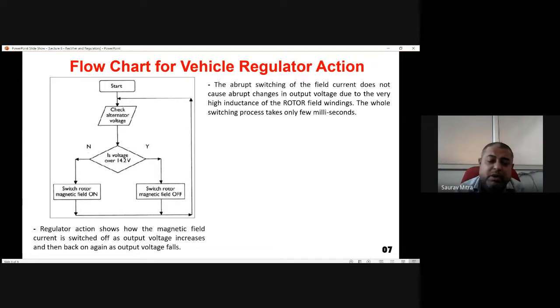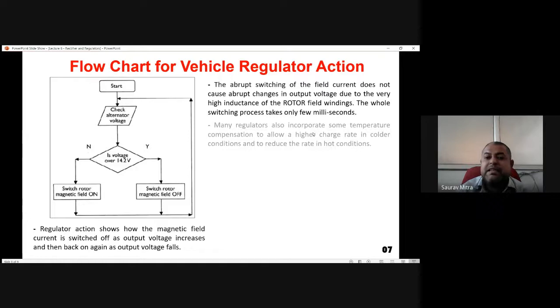So the building up of voltage in the stator does not happen very fast. Okay, it takes some time. So just now I have switched on the magnetic field. Maybe it will take 30-40 seconds to increase the output of the alternator. That is what they are saying. So within this time, this loop will keep on continuing. After 3-4 iterations of the loop, we can say that yes, the output voltage of the alternator has come to a certain level. So the whole switching process actually takes a few milliseconds.